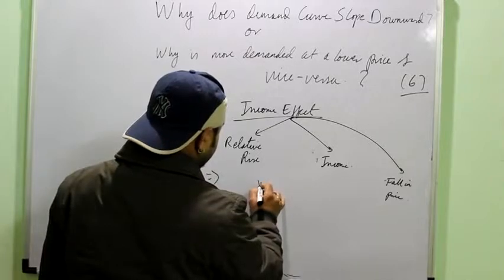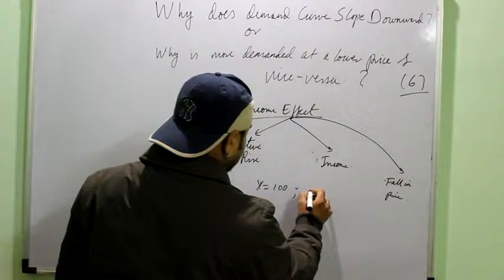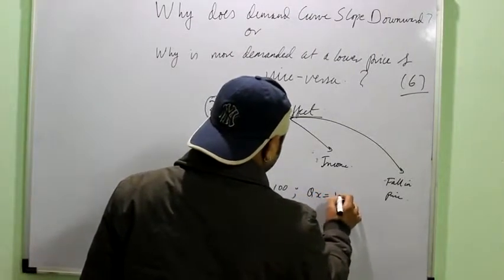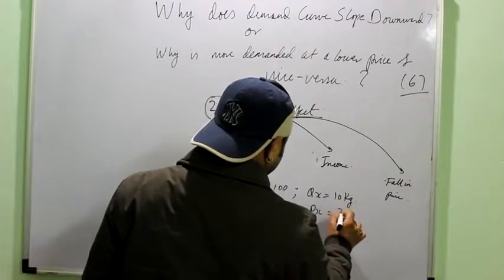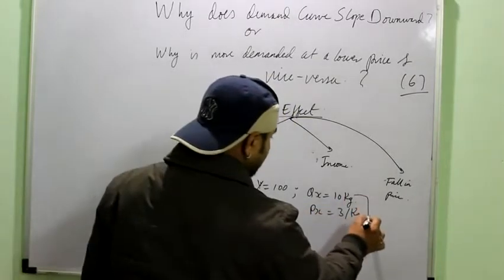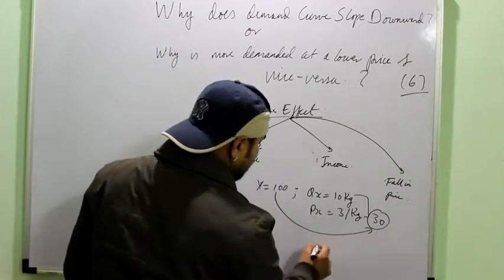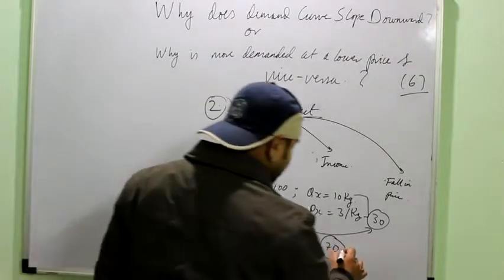We can understand it a little better. Suppose a person has 100 rupees with him, income is 100, and he has to buy, say, commodity X, say rice, say 10 kgs of rice, and the price of rice is, say, 3 rupees per kg. Right? So it means in order to buy this commodity, he needs to spend 30 rupees. So after spending these 30 rupees, he will have 70 rupees left with him, and this is known as the purchasing power.